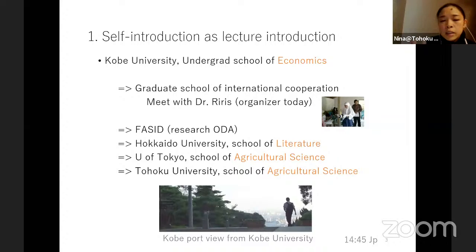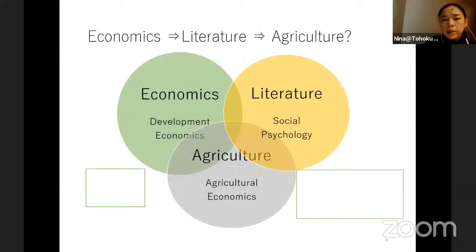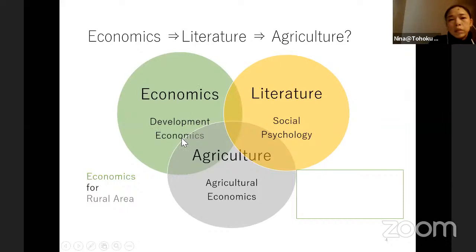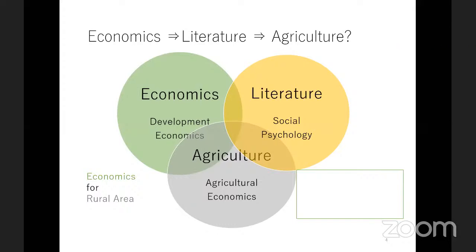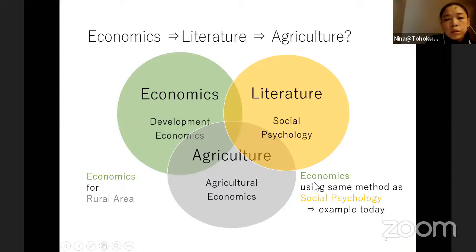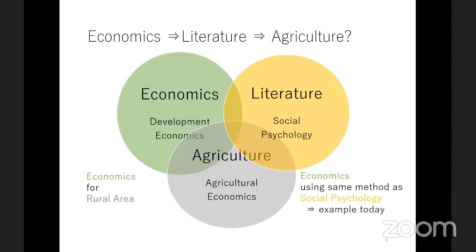So my career is very related to the topic today. I'd like to explain why I started from economics and then went to literature and agriculture. My study field is economics in rural areas, farmers' economics. In the economics field it is called development economics, and in the agriculture field, agricultural economics. So this is my study field, this overlap. And why did I go to literature? Any question? No? School of Literature, because I use a method which is also used in social psychology, that is, experiments for human beings.